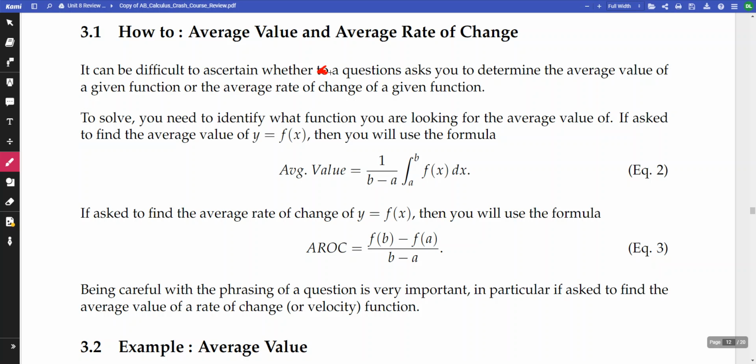So as an example, if you're asked to find the average value of f of x, and you're given f of x, well, here's the formula for the average value on an interval a to b. We're going to have 1 over b minus a, the integral from a to b of f of x dx. But if we're asked to find the average rate of change of y equals f of x, then we're going to use this average rate of change, or AROC formula, what we also know as a difference quotient. The change in the value of the function divided by the interval in which that change occurred. In other words, the slope of the function.